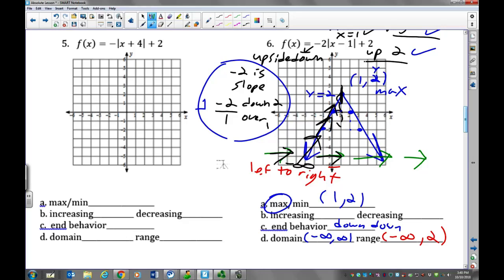And that x value is 1, right? The x value is 1 with our vertex. And so we're going to be increasing from negative infinity to 1. And then decreasing as we keep going left to right. Decreasing, going down from 1 to the right, or 1 to positive infinity.